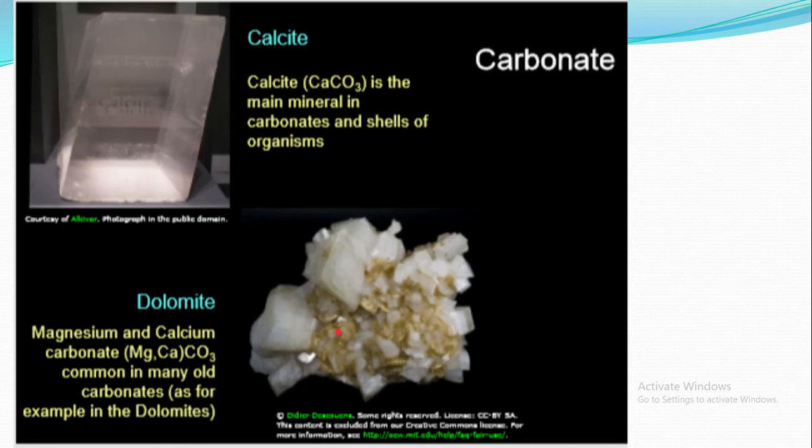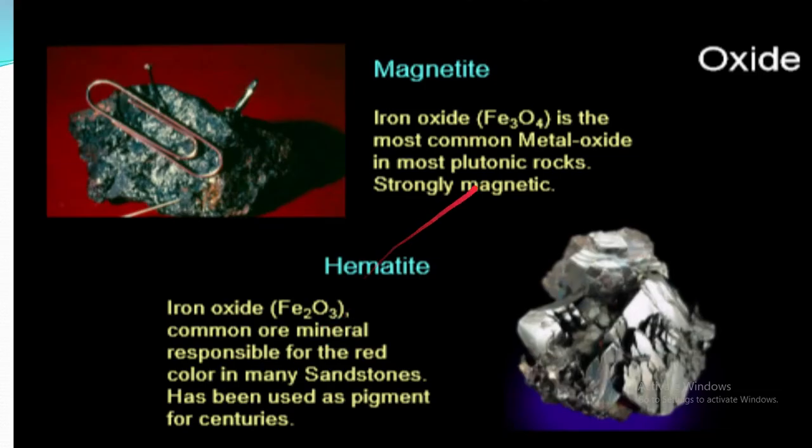Calcite is important in the sense that marble is composed of calcite and limestone is composed of calcite, and limestone is used in cement production. Then magnetite and hematite are important oxide minerals. They are iron oxide. Many of the rocks, igneous and sedimentary rocks, sandstone is a sedimentary rock, and we have igneous rock, plutonic rock, they consist of metal oxide. They may be magnetite or maybe hematite.